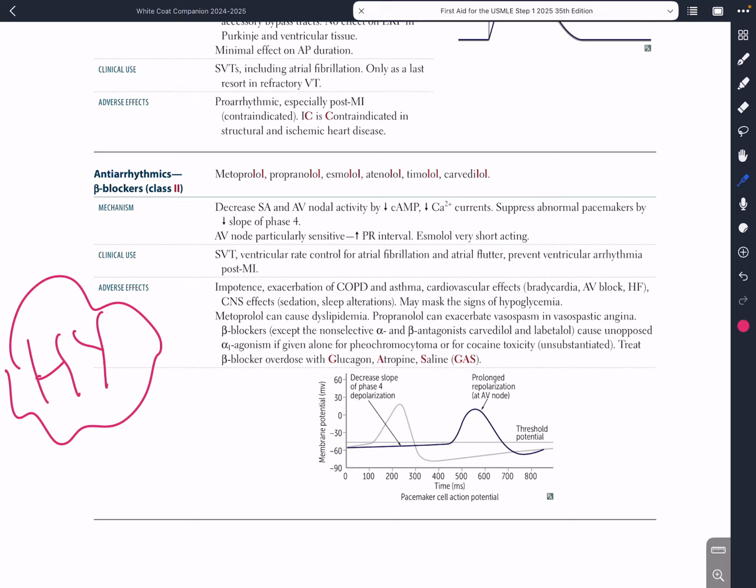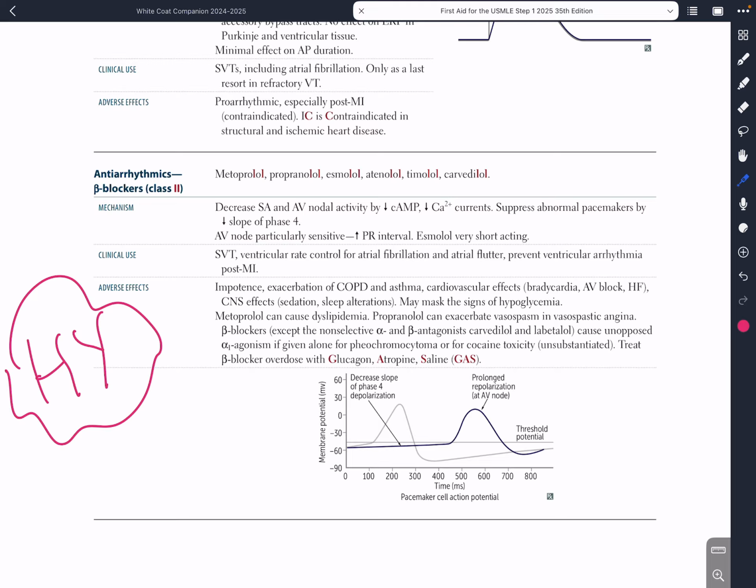Another side effect of metoprolol, it can cause dyslipidemia, which means that LDL increases. Propranolol can exacerbate vasospasm in vasospastic angina. Beta blockers, except the non-selective alpha and beta antagonists like carvedilol and labetalol, all cause unopposed alpha 1 agonism if given alone for pheochromocytoma or for cocaine toxicity.